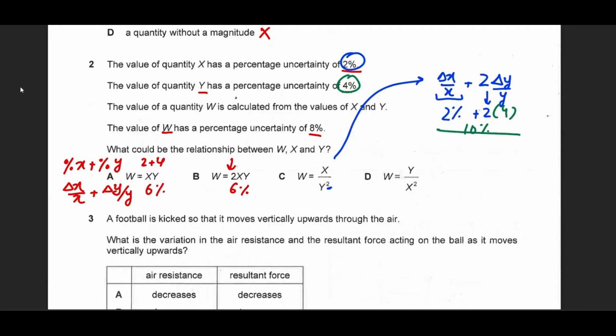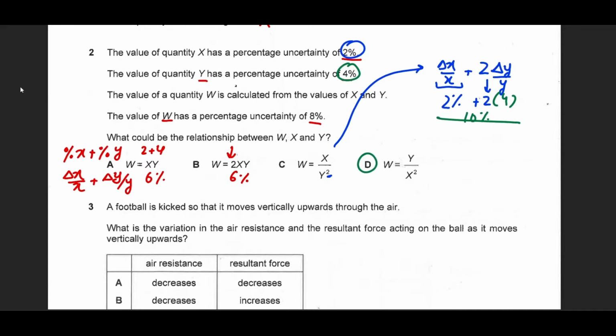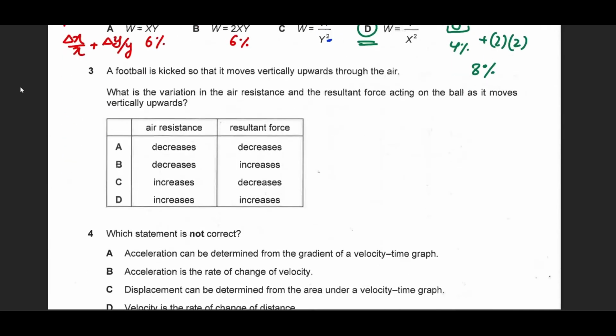So by elimination, we have already reached option D, but for the sake of understanding, let's solve this. So we have delta Y over Y plus 2 times delta X over X. Now this has already been given to us as 4%, which is 4% plus 2 into 2% error of X, which is this one. So this comes out as 8%, which is going to be option D.